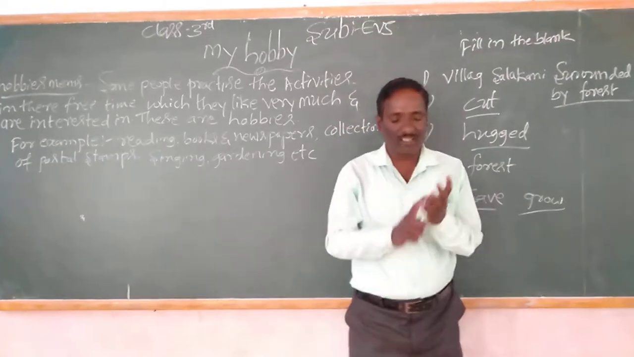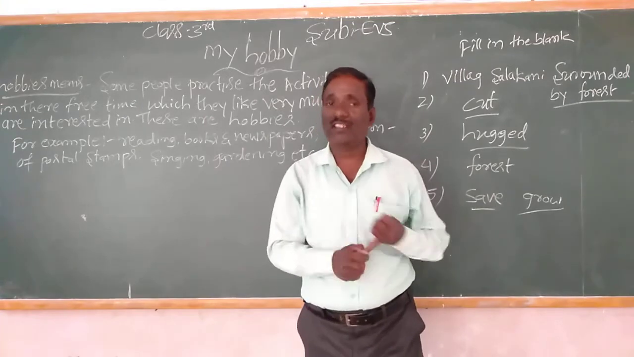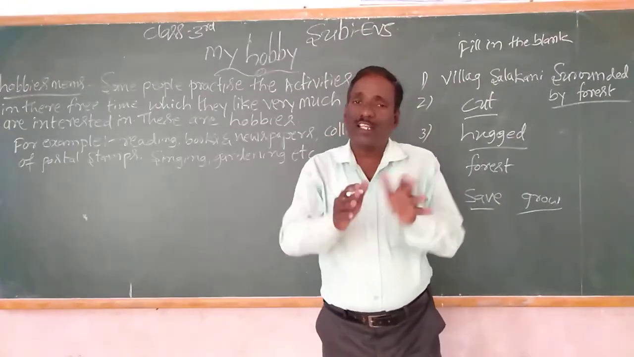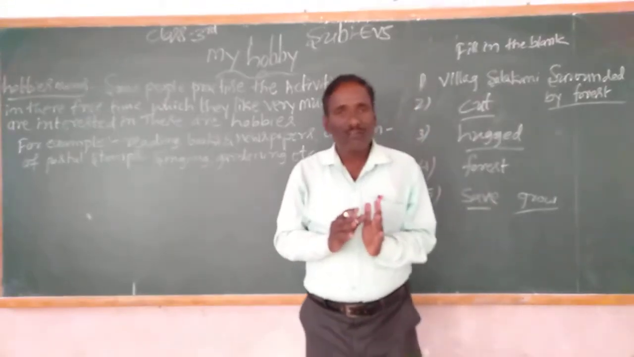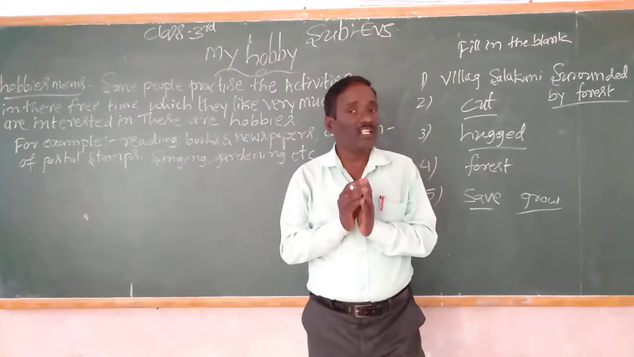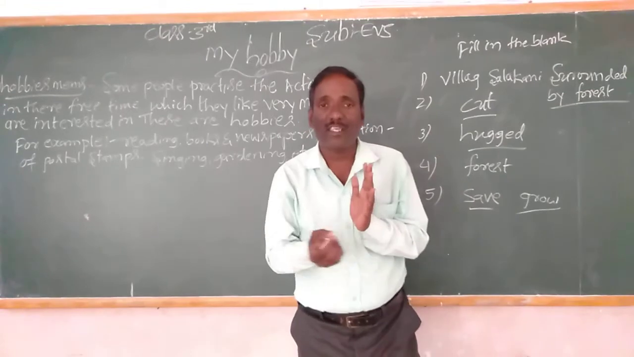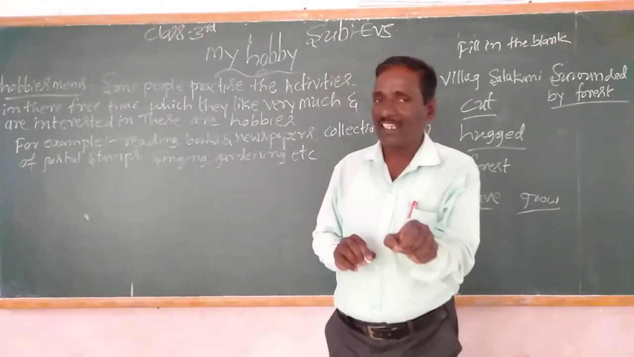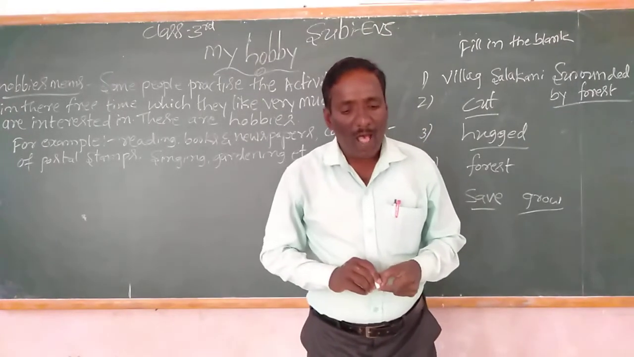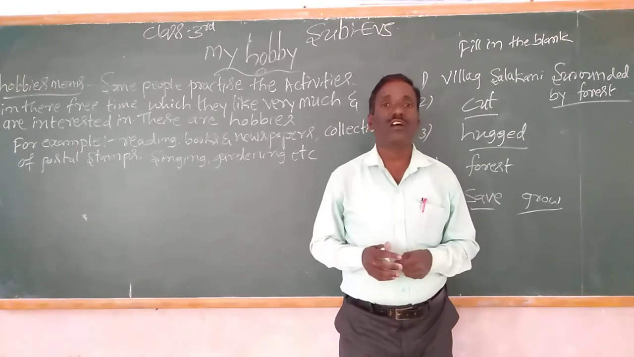Your family: your father, mother, sisters, grandfather, grandmother, uncle, auntie, brother-in-law, so many members live together in your house. What are the hobbies of your parents? You observe once again, you think, what is the father's hobby, what is the mother's hobby, what is the sister's hobby. You think once again and write their hobbies in your textbook.